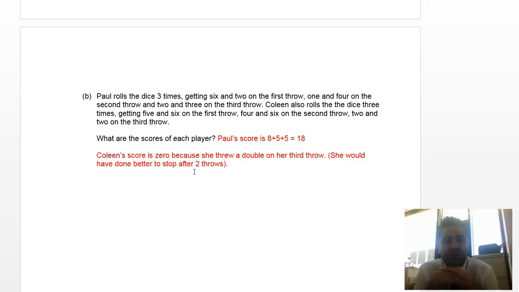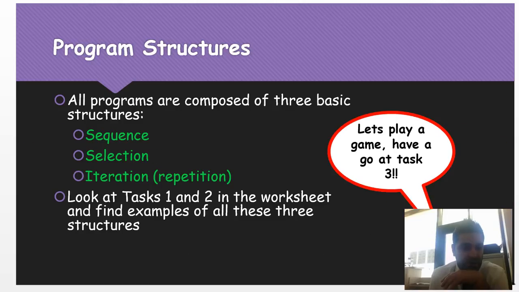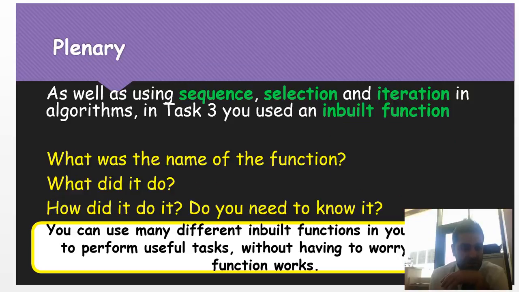Okay, so what are the scores of each player? Well, Paul scores 8 plus 5 plus 5, so he scores 18. Colleen scores 0 because she threw a double on her third throw. She would have done better if she stopped after the 2 throws, she would have done much better. Yeah, so that's that. So going on to the plenary.